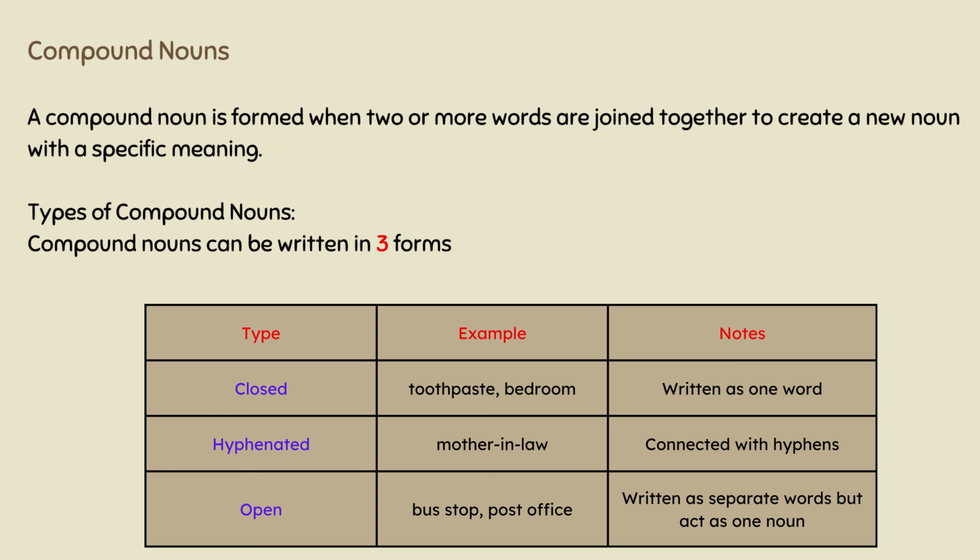Example, toothpaste, bedroom. Hyphenated form. These are connected with hyphens. Example, mother-in-law. Open form. These are written as two separate words, but they work as a single noun. Example, bus stop, post office. So, compound nouns may look different, but they always function as a single noun with a clear meaning.